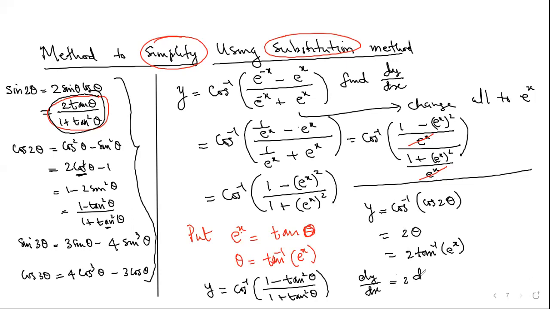is 2 into d by dx of tan inverse e raised to x. So the final answer would be 2 upon 1 plus e raised to x the whole square into derivative of e raised to x, which is e raised to x. Good, excellent.